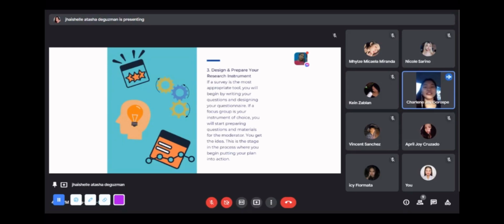This is the stage in the process where you begin putting your plan into action. By the way, step 3.5 should be to test your survey instrument with a small group before a broad deployment. Put your sample data into a spreadsheet. Are there any problems with the data structure? This will allow you to identify potential problems early on. And there will always be problems.